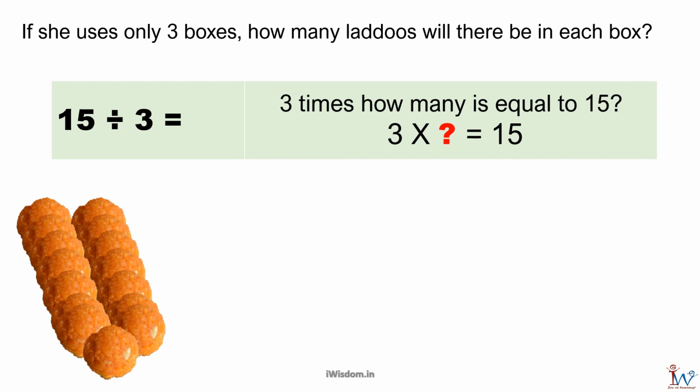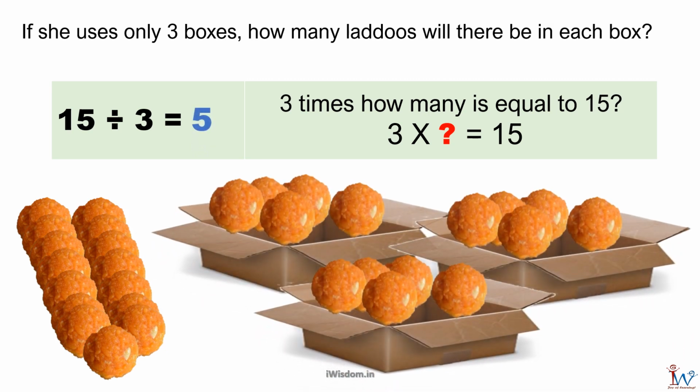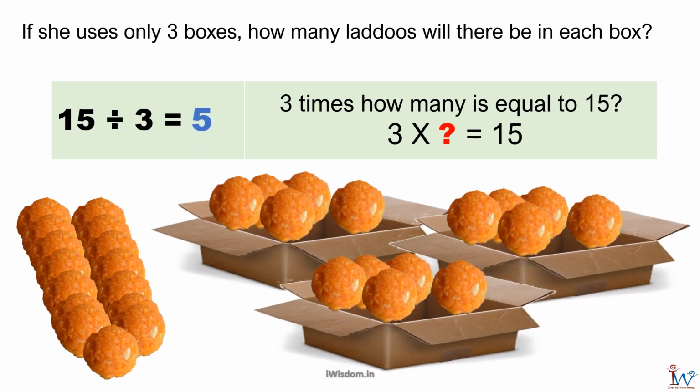We recall from multiplication table 3 times 5 is 15. 15 divided by 3 is equal to 5. So each box gets 5 laddus. Wonderful. Take note how we do 15 divided by 3 to get 5 in both laddus problems, though one is for finding the group size, given number of groups. Other is to find the number of groups, given group size.